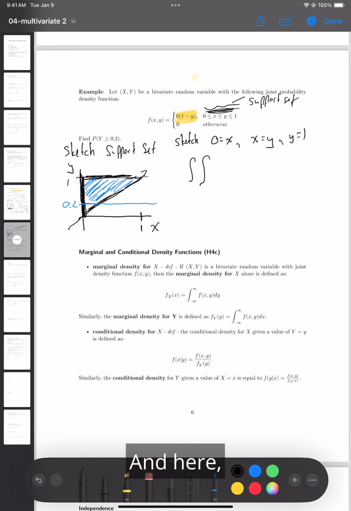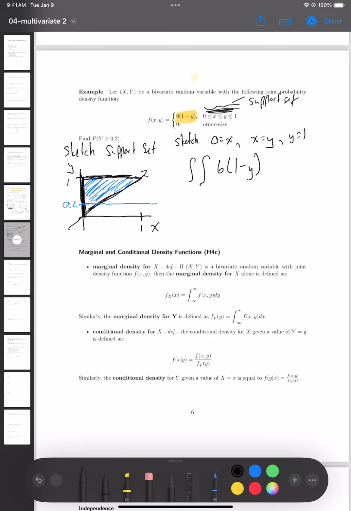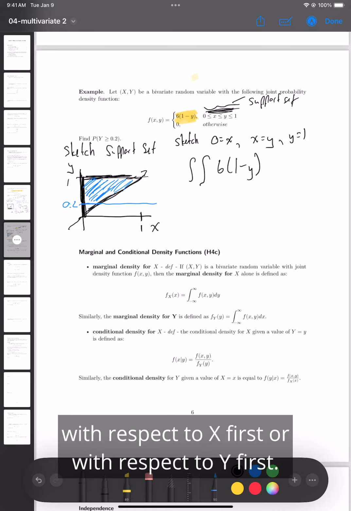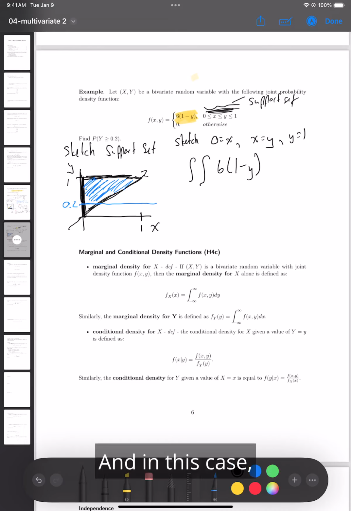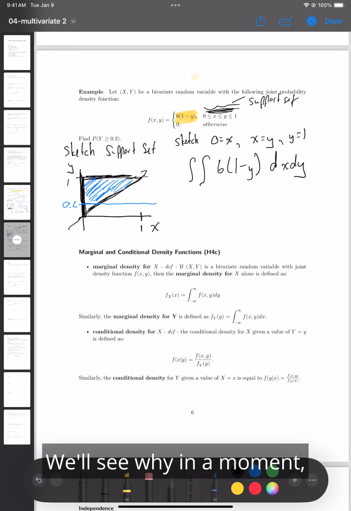And here, it does matter. Not for the final answer, but for how easy this is going to be. It matters whether you choose to integrate with respect to x first or with respect to y first. And in this case, it's easier to integrate with respect to x first. We'll see why in a moment.